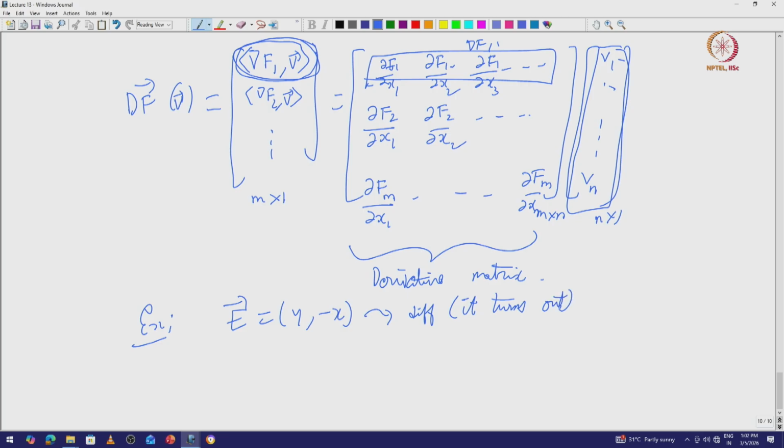And what is the derivative of this? So the gradient of the first component is what? It's d by dx of y, which is 0. d by dy of y is 1. The gradient of the second component is minus 1 and 0. So the derivative matrix is just putting these gradients as rows.